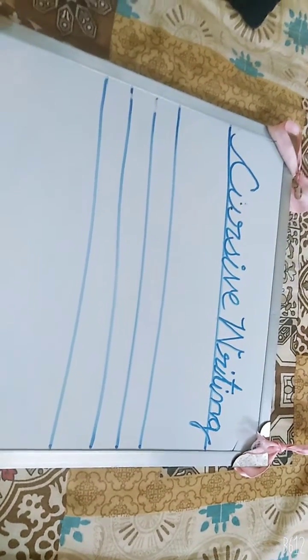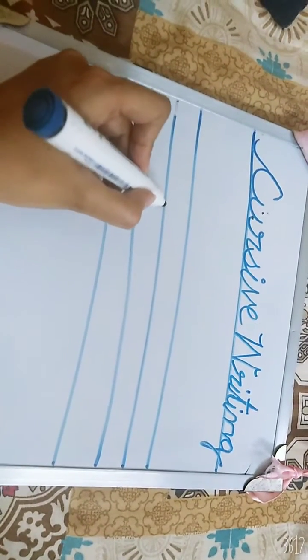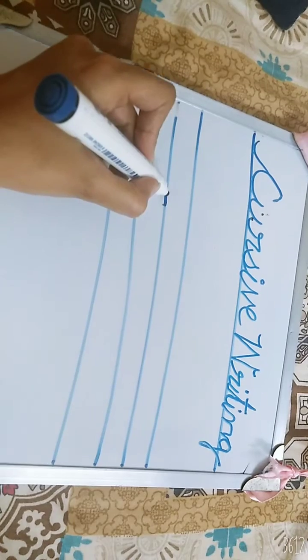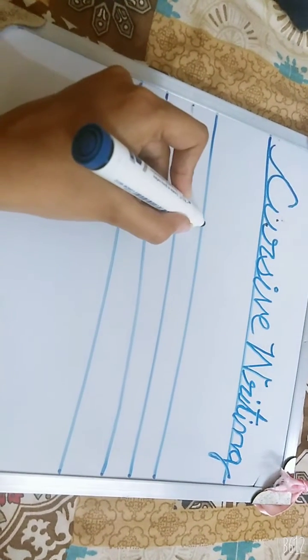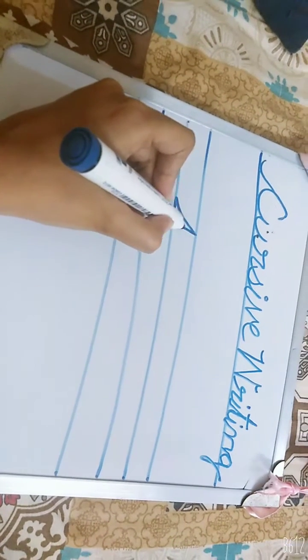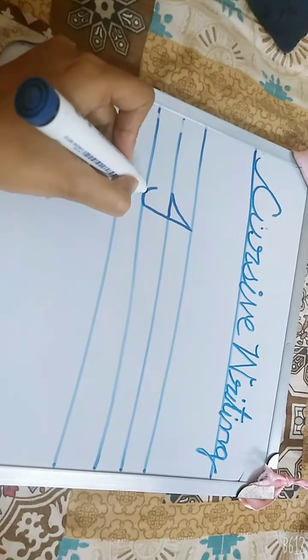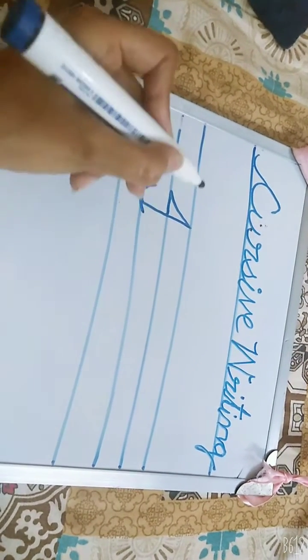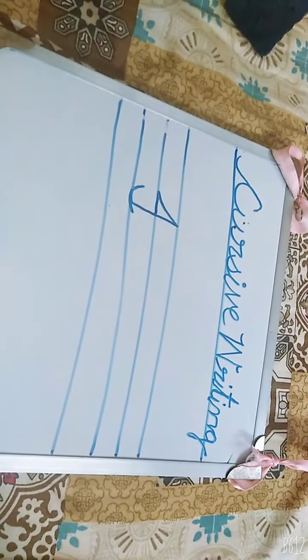Here we go. I'm putting marker on second line, moving my marker backward like this, and then diagonally go to the first line, then straightly come to the third line, make curve like this, and then move your marker forward like this. Now lift up your marker. Here is uppercase character I.